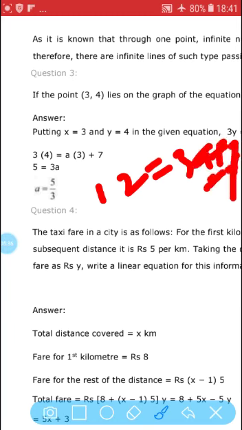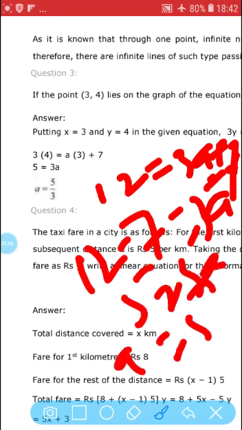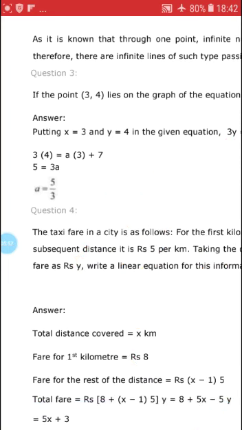Is that okay? So 12 = 3a + 7. So a will be equal to what? 12 minus 7 is equal to 3a. So 5 = 3a. So a is equal to what? 5 by 3. Do you find any difficulty? Please try to solve this question twice so that you will be able to remember.